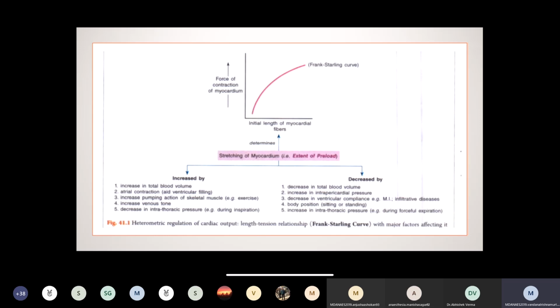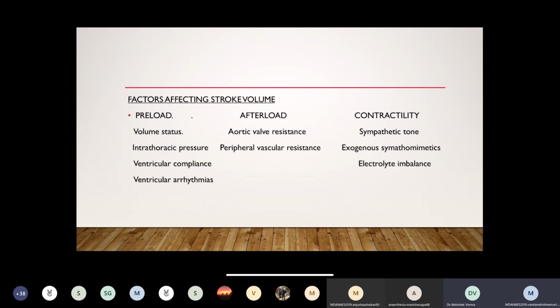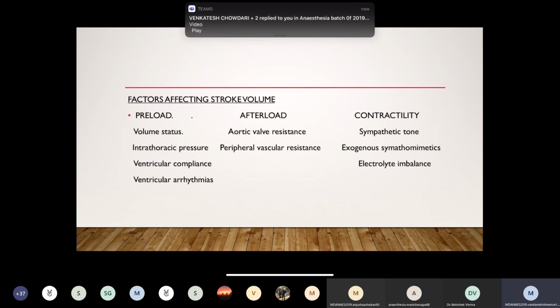The factors which decrease it are decreased total blood volume, increase in intrapericardial pressure in case of cardiac tamponade, decrease in ventricular compliance in case of MI and infiltrative diseases, and body position: in sitting and standing, peripheral pooling of the blood occurs, so venous return will be decreased, and increase in intrathoracic pressure. Afterload depends mainly on aortic wall resistance and peripheral vascular resistance. Frank-Starling law is very important. You can be asked about it in your exams also.